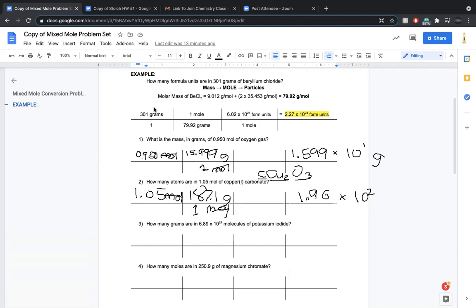So see if you can find the molar mass of potassium iodide. One second, sorry.